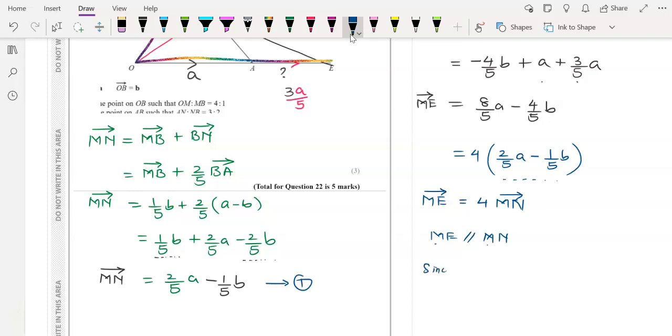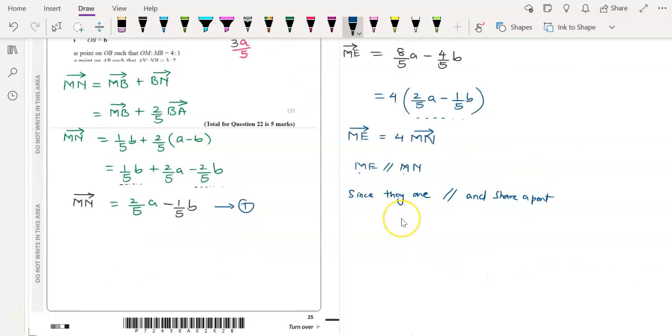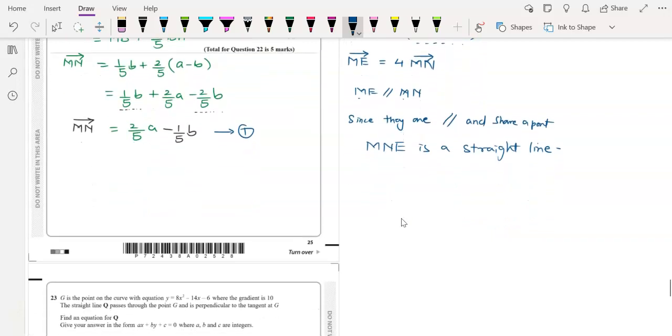Since they are parallel and share a point, they both are on the same line. So M, N, E is a straight line. Okay. Now moving to the next question, that is question 23.